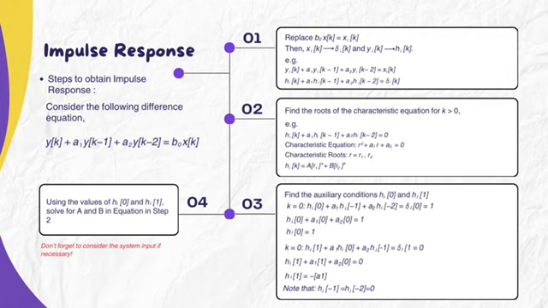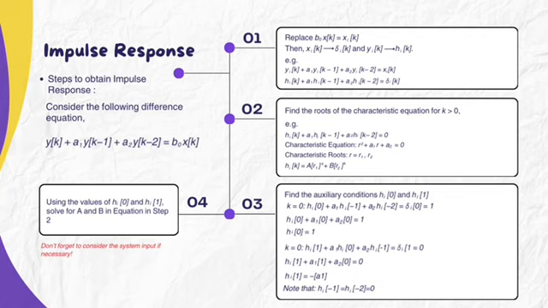Step 3, find the initial conditions. Now we need to find the values of h sub I of 0 and h sub I of 1. Start with k equals 0: h sub I of 0 plus a1 times h sub I of negative 1 plus a2 times h sub I of negative 2 equals delta of 0, which is 1. But both h sub I of negative 1 and negative 2 are 0, so we get h sub I of 0 equals 1. Now with k equals 1: h sub I of 1 plus a1 times h sub I of 0 plus a2 times h sub I of negative 1 equals delta of 1, which is 0. Again, h sub I of negative 1 is 0, so we get h sub I of 1 plus a1 times 1 equals 0, which means h sub I of 1 equals negative a1.